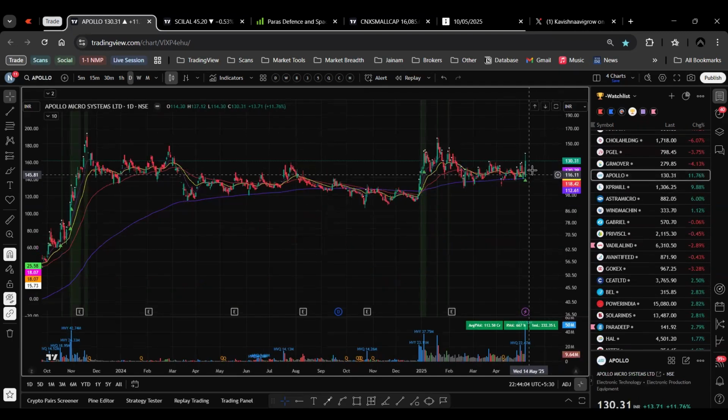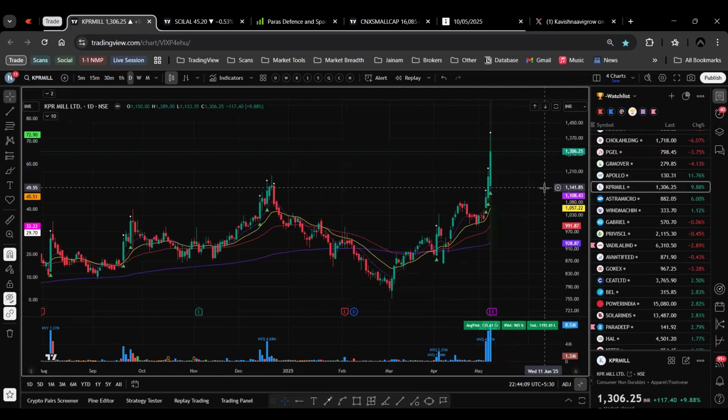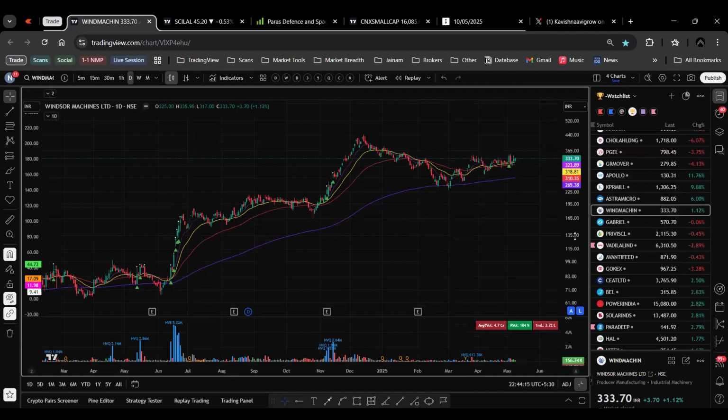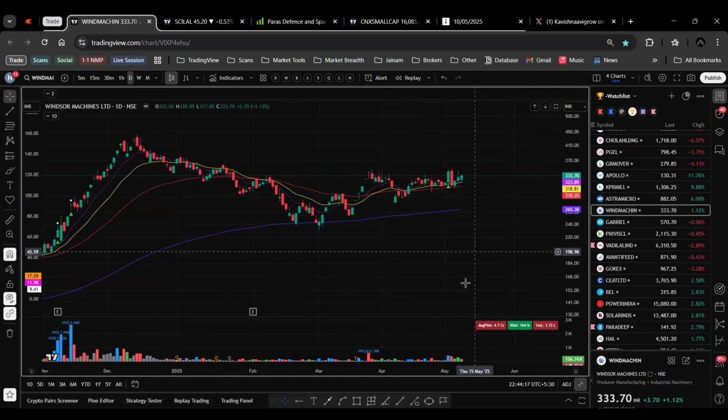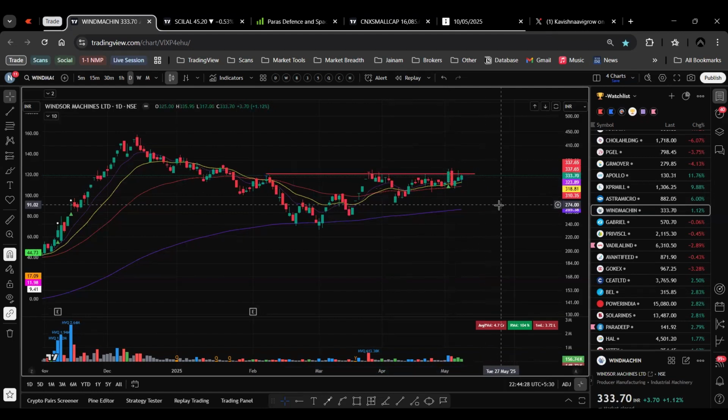Apollo, same, अभी start हुआ है, requires a lot of work. KPR Mill, just the first leg, needs a lot of work. Microsystem कुछ है ही नहीं as of now. If you see now, yeah, a good example. Many people, how many of you would buy it here? I think I've marked it already. How many of you would think of buying it here?